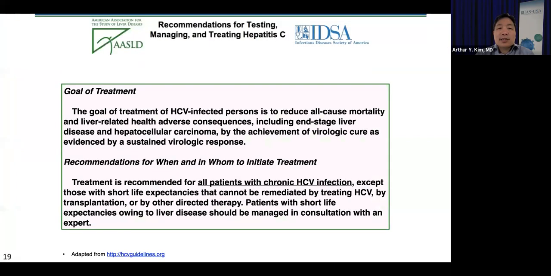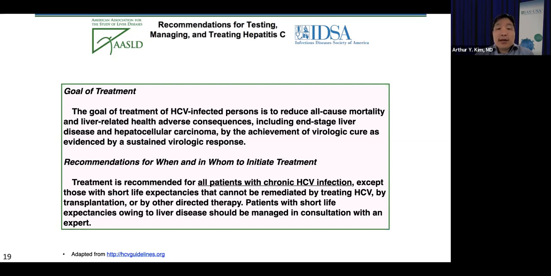And so this has resulted in, just in general, the availability of highly effective and safe regimens. The idea is to treat those, to reduce the downstream mortality and liver-related health consequences, and achieve a virologic cure. The other thing not mentioned here, and will be important later to discuss, is the concept of treatment as prevention. We know of this from HIV, right? We suppress individuals to undetectable, U equals U, undetectable equals untransmittable. And we consider that the same thing for hepatitis C.